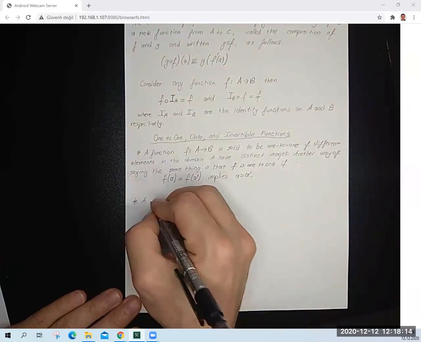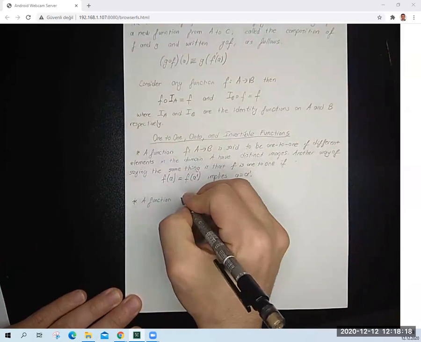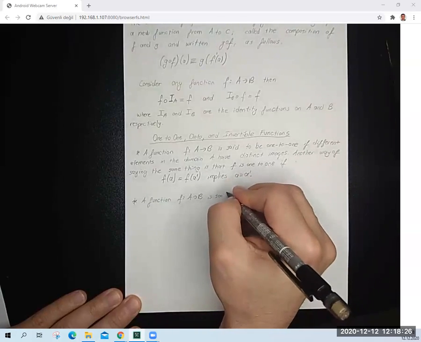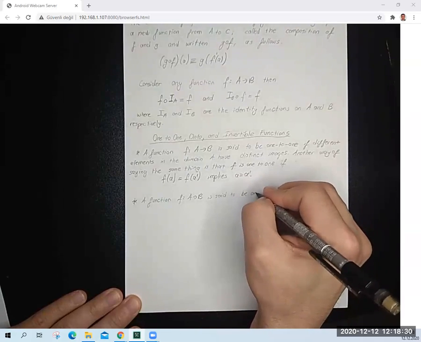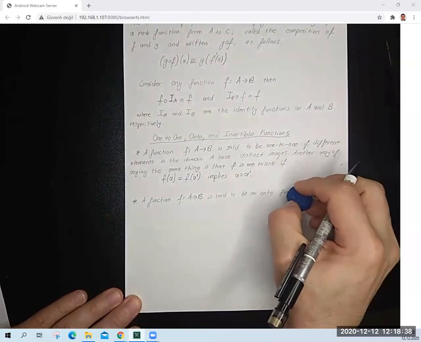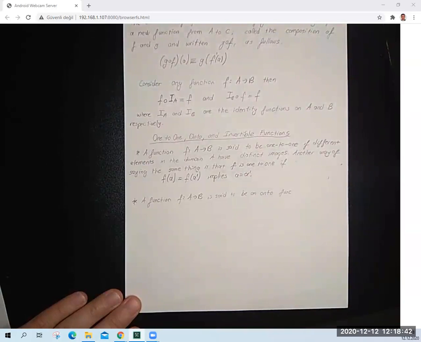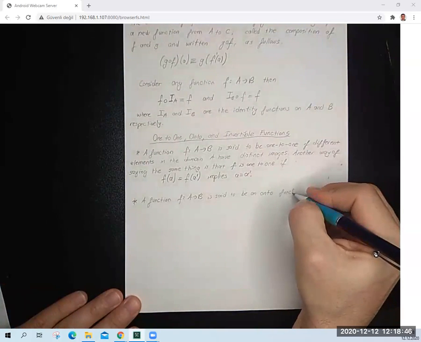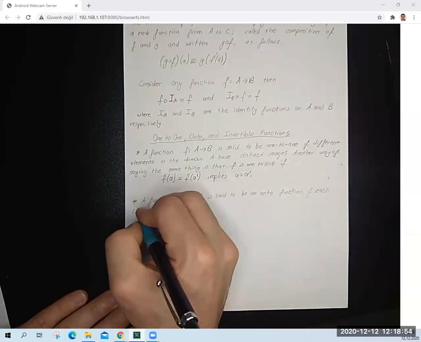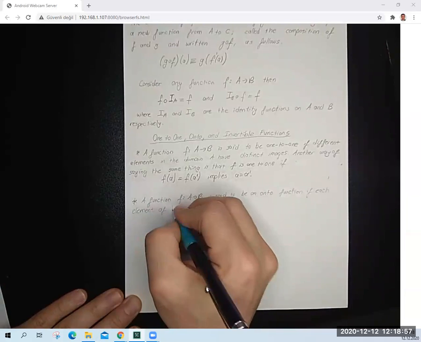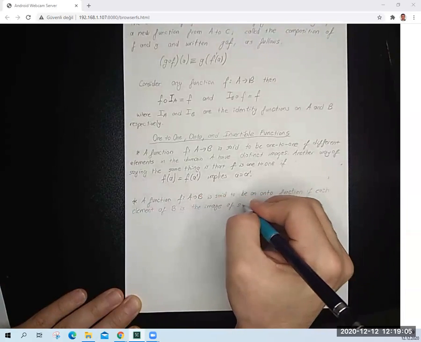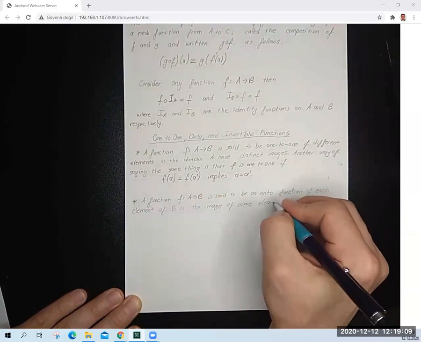A function f from A to B is said to be an onto function if each element of B is the image of some element of A.